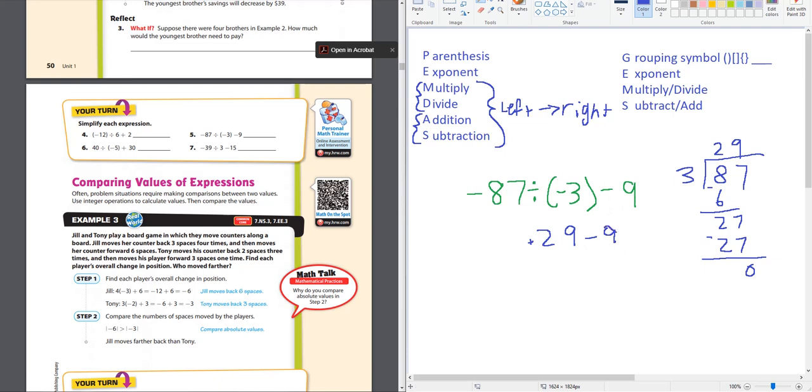Okay, let's make our number line. So we're at 29. I'm minusing a positive, which means I'm going left 9 times. So 1, 2, 3, 4, 5, 6, 7, 8, 9: 29, 28, 27, 26, 25, 24, 23, 22, 21, 20. So the answer is 20.